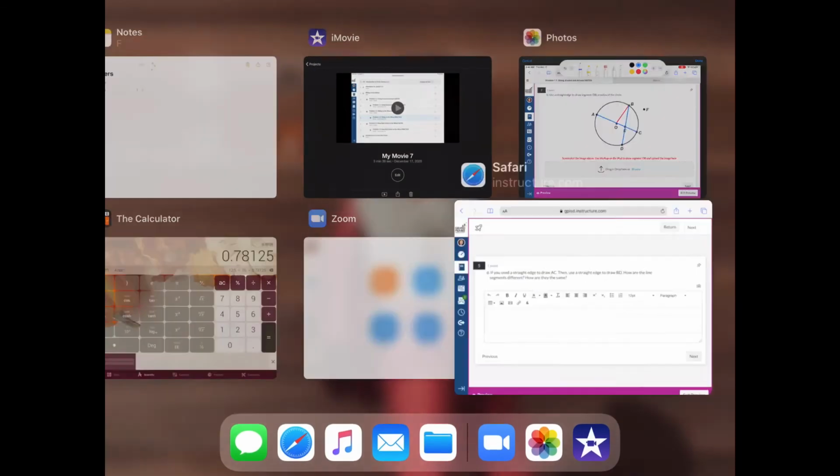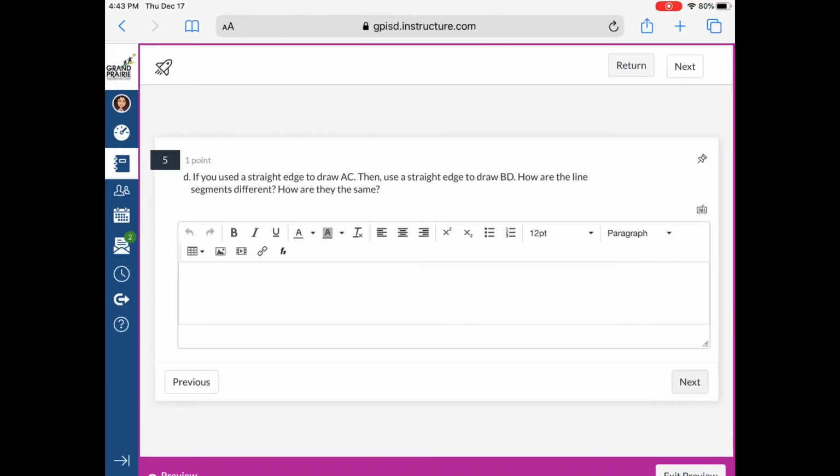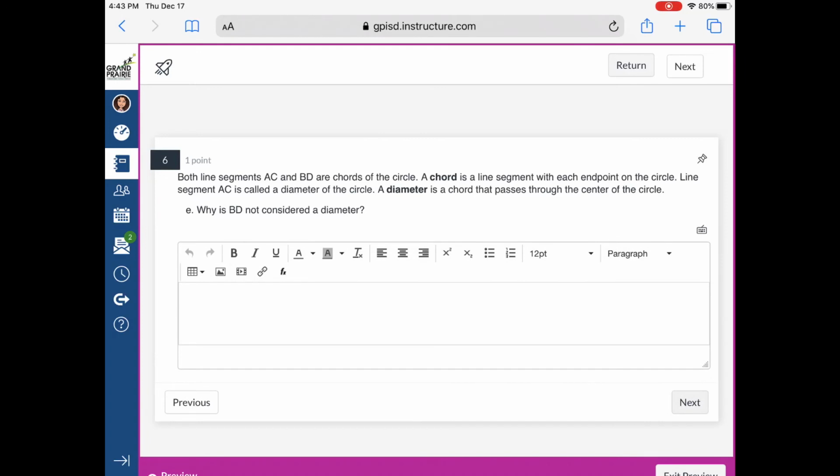Okay? So think about that as you answer this question. How are the line segments different and how are they the same? So go ahead and pause this video and type in your answer. So both line segments AC and BD are chords of the circle. That's what we call them.